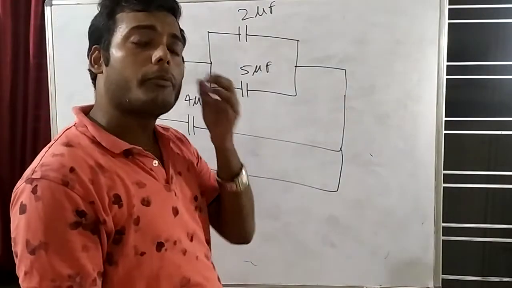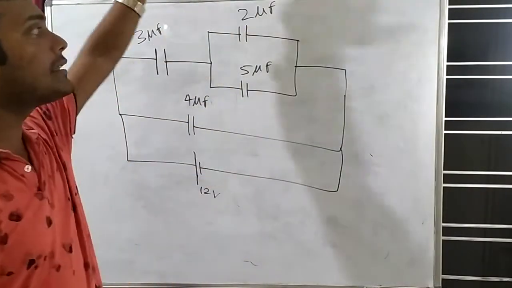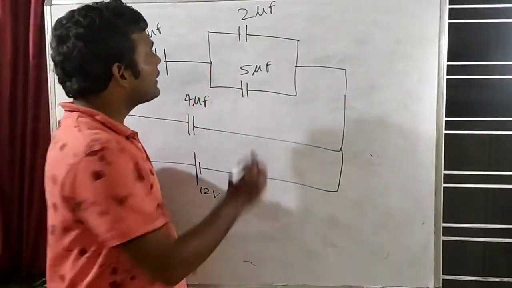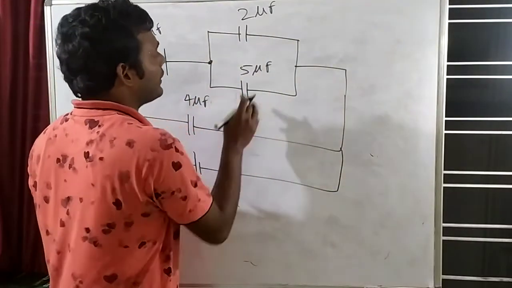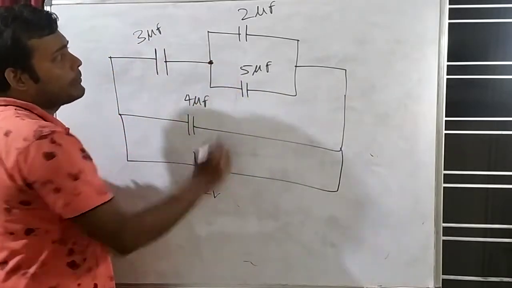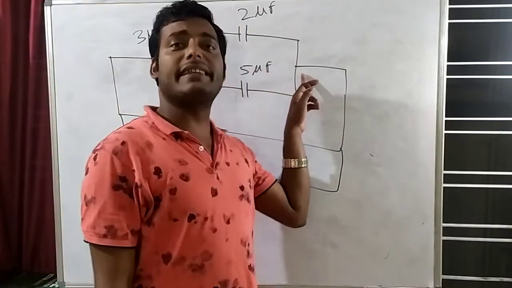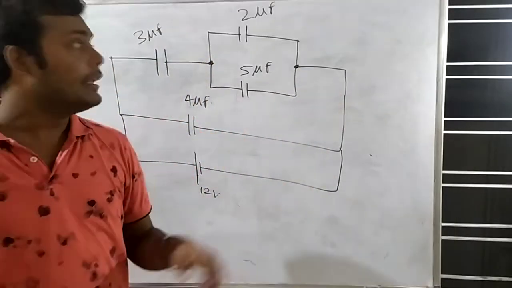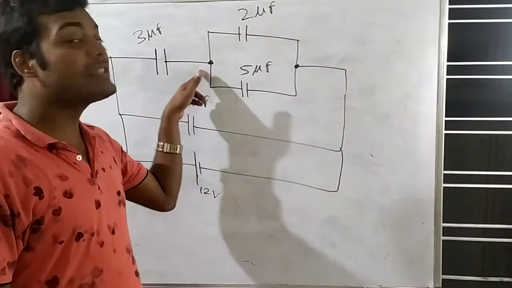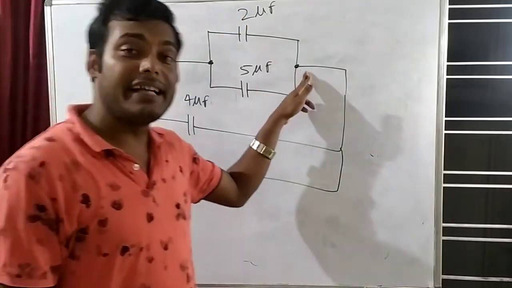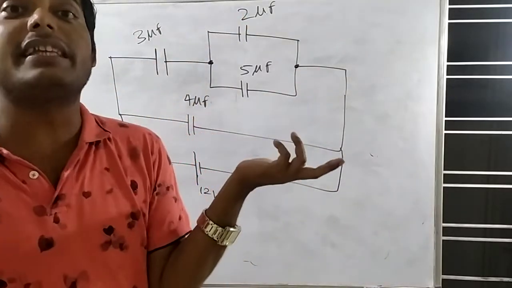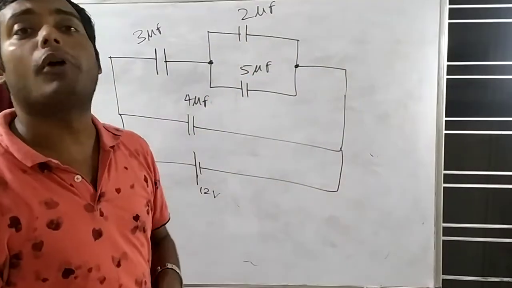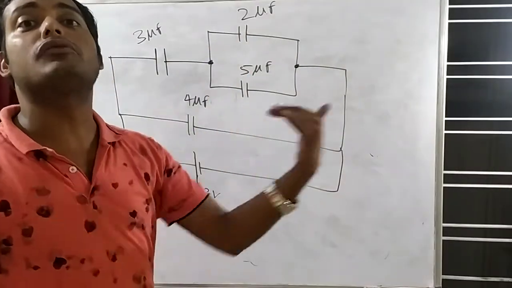So here, first we have to identify which ones are connected in series and which in parallel. This capacitor starts from this point, and this capacitor also starts from this point. This capacitor ends at this point, and this one also ends at this point. That means both capacitors start from the same point and end at the same point, so is this a series or parallel combination? In parallel combination, the formula of C equivalent is C1 plus C2.